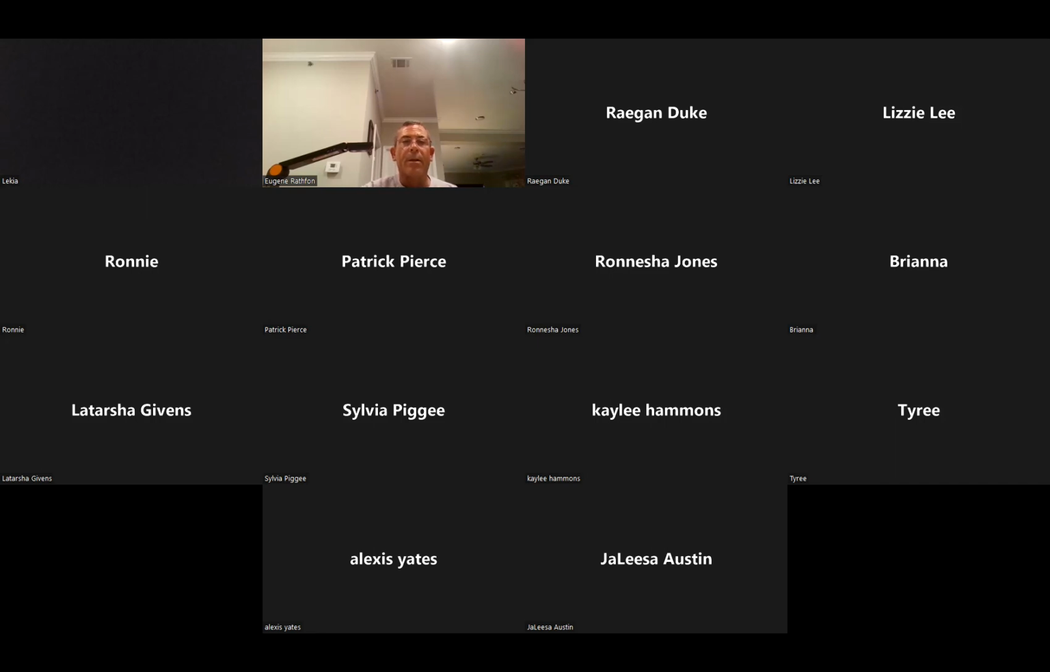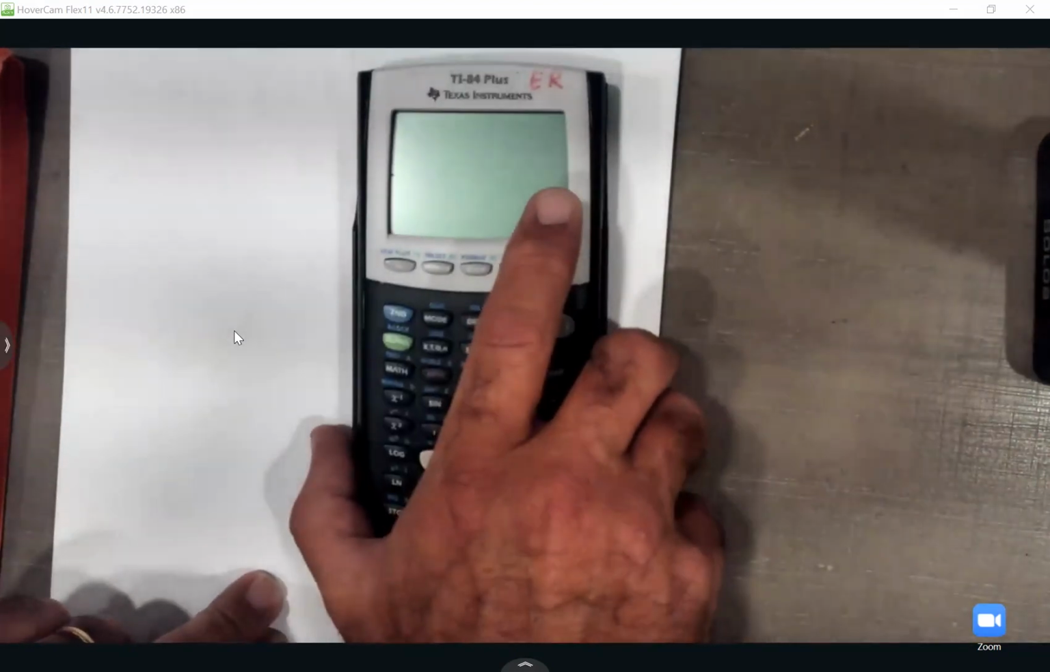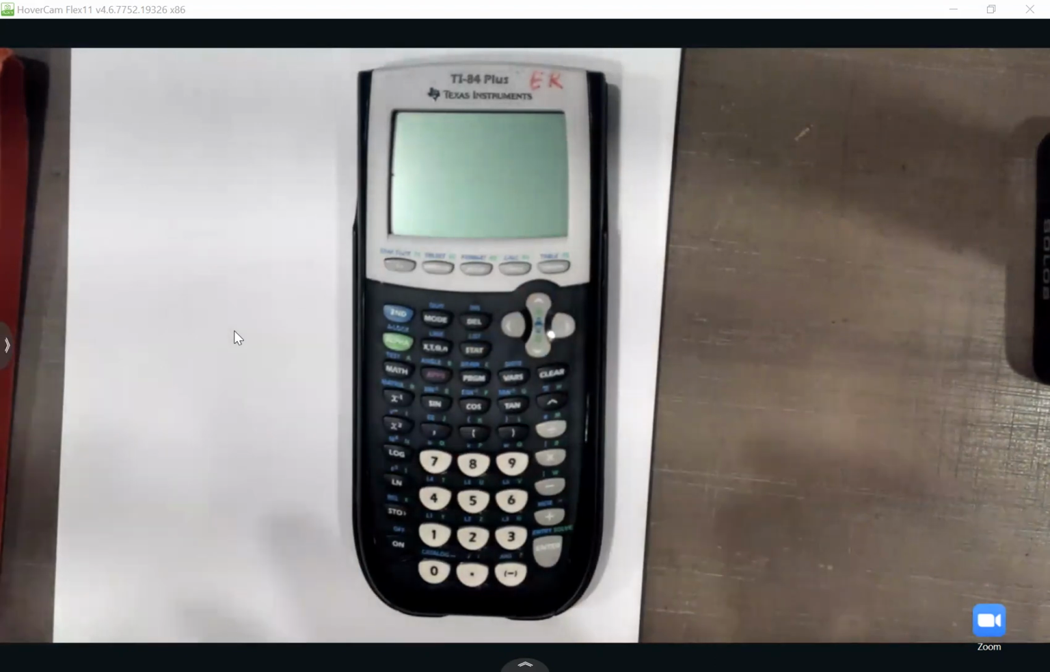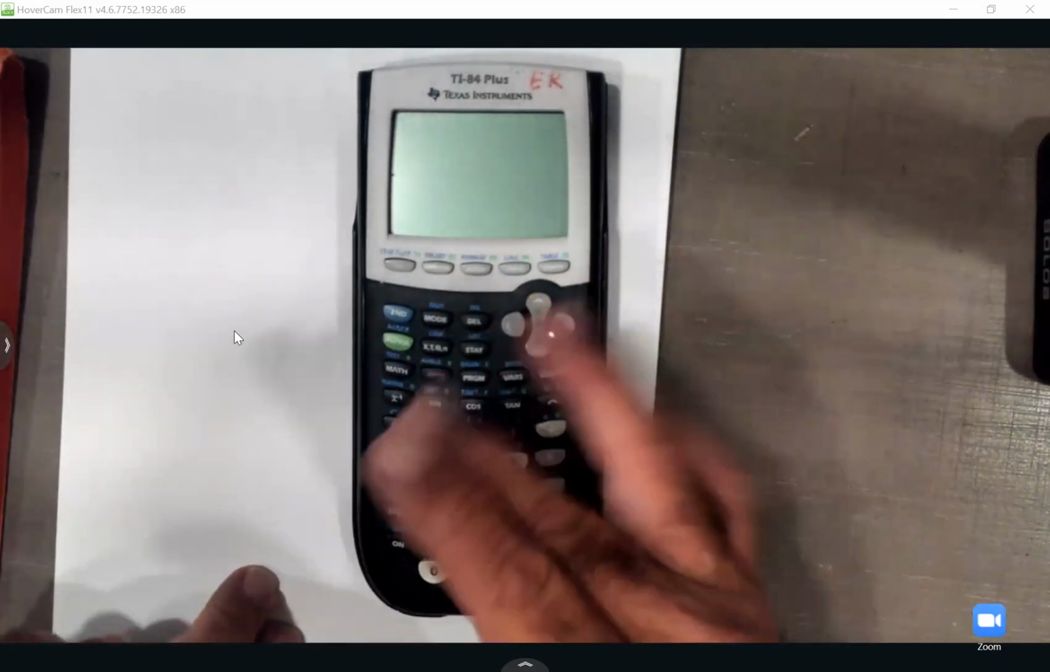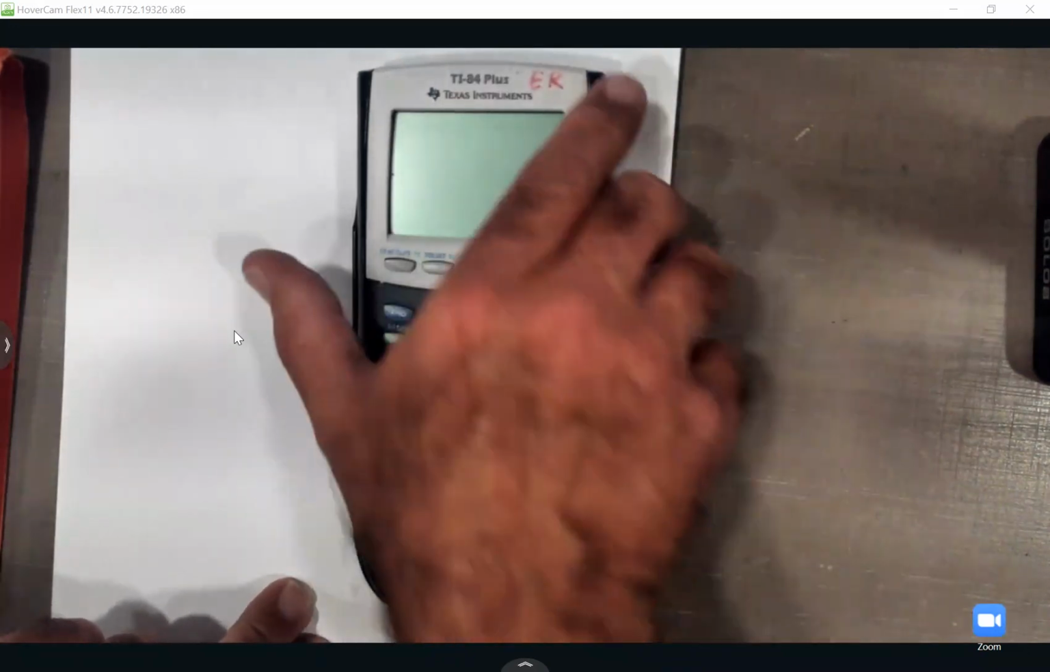Yeah, I got an 84 CE apparently. CE is color enhanced, it's good. It's all they had on Amazon that I could get within a month, so that's what I had to get. So the CE is color enhanced and it'll work. It's the newest model. So this is the TI-84 Plus. Fancy pants.